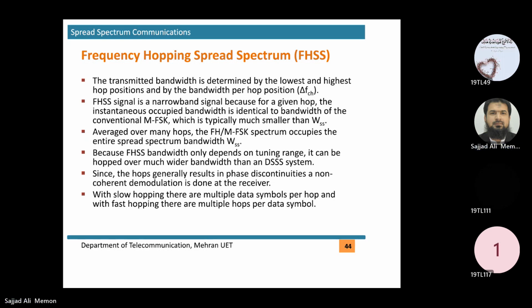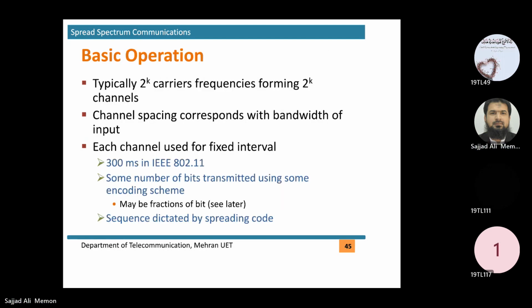Because we are changing from one frequency to another, there will be phase discontinuity. So we must have non-coherent demodulation at the receiver, and it can be slow hopping or fast hopping. That means with slow hopping, we can transmit more than one symbol at one particular hop. And with fast hopping, one data symbol can be transmitted through 1 to 3 hops.